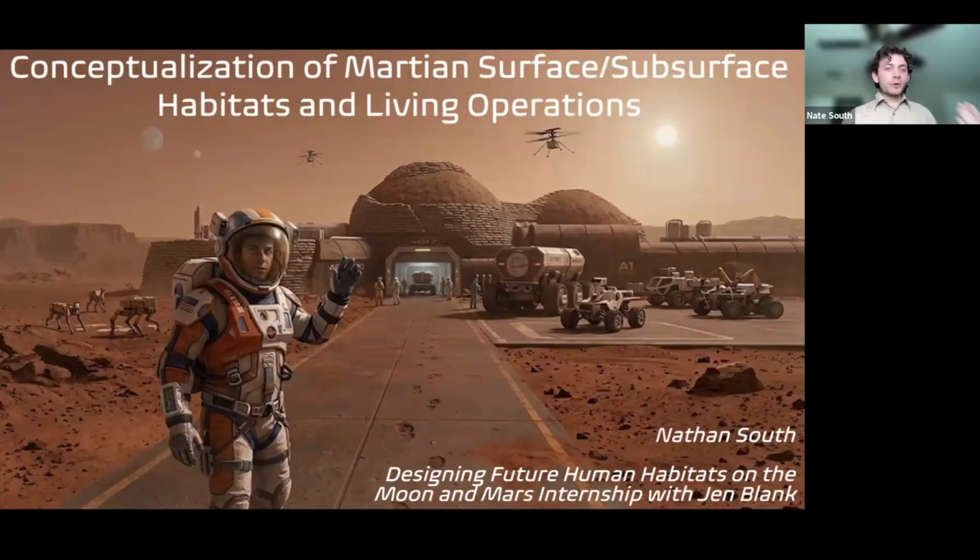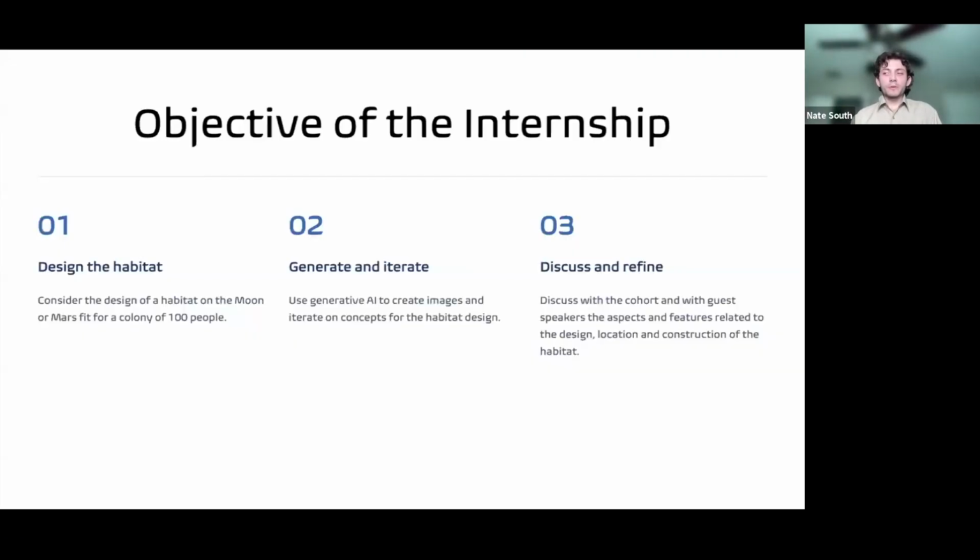My internship was focused on conceptualizing Martian surface and subsurface habitats and living operations. The main objective was understanding what a colony or habitat of 100 people would look like. And so we used generative AI. We used a lot of different types of models. I mainly used Gemini to create images and iterate on concepts that would be important to focus on for a habitat for 100 people. And during the presentation, you'll see the different types of future aspects that should be focused on.